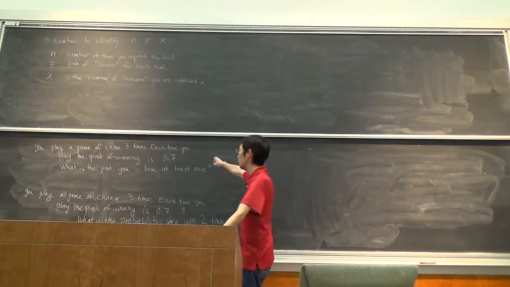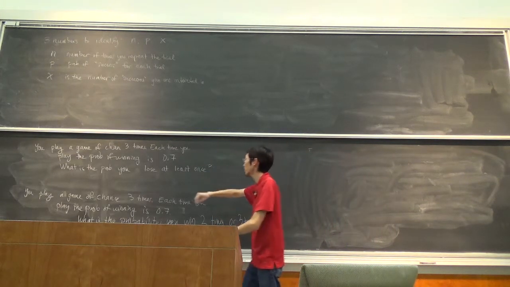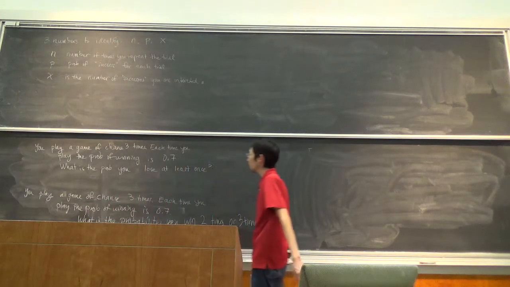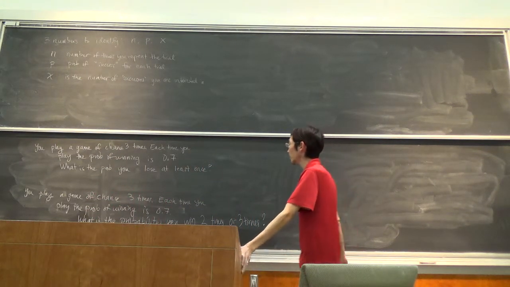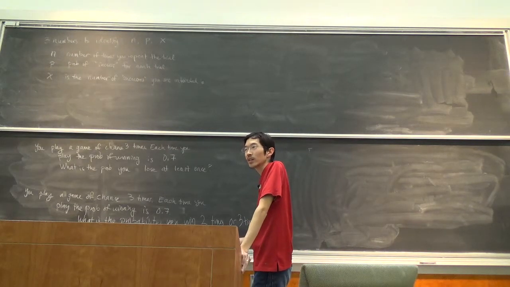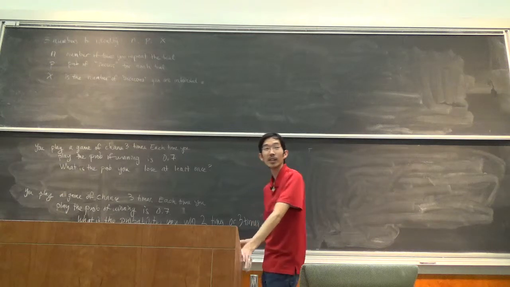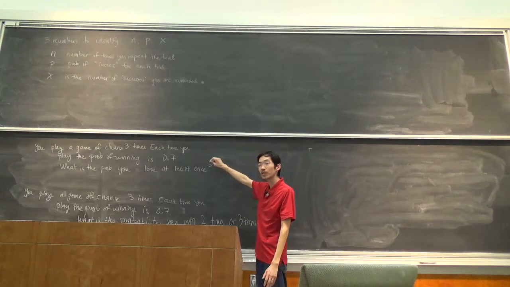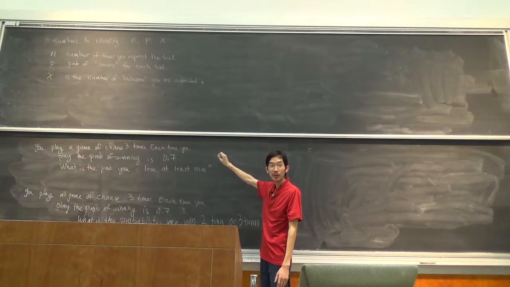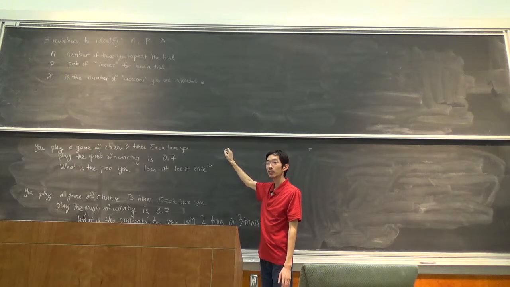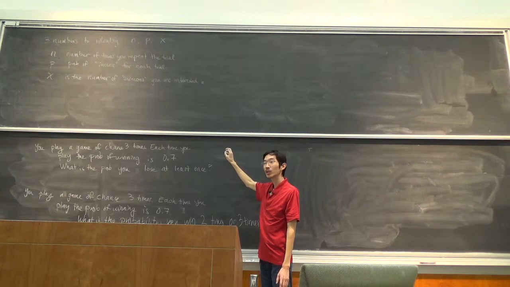Alright, so what about this one? You play a game of chance 3 times. Each time you play, the probability of winning is 0.7. What's the probability you lose at least once? Does that sound familiar? Okay. 0.3? Alright, so this one is a little different, right? Remember from our quiz, we're looking for the probability of losing at least once. That would be 1 minus the probability of winning all 3.